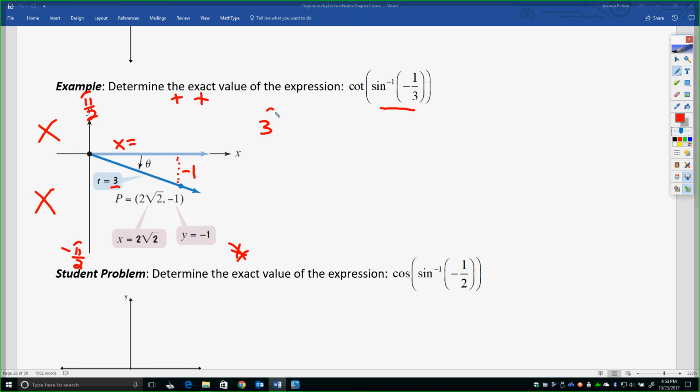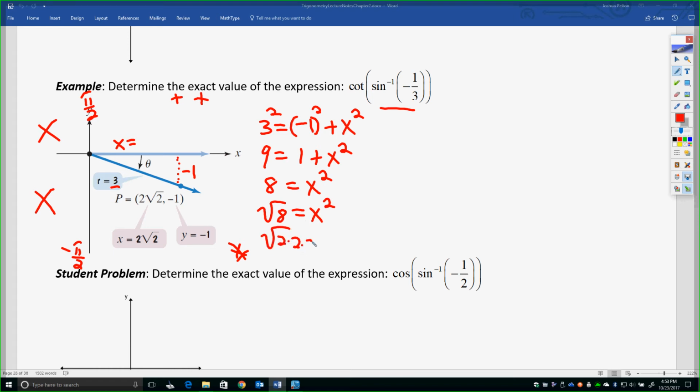So 3 squared equals negative 1 squared plus x squared. So 9 equals 1 plus x squared. So 8 equals x squared when I subtract the 1. So the square root of 8 equals x, which is 2 times 2 times 2, which is 2 root 2 for the missing value of x. So that's 2 root 2, which is positive, which makes sense because it goes right and then down for the negative 1.